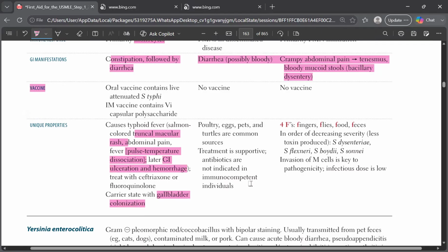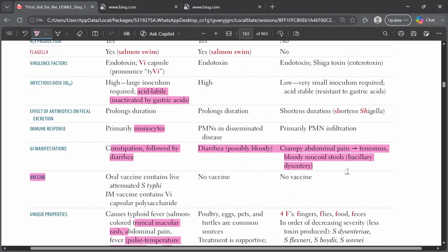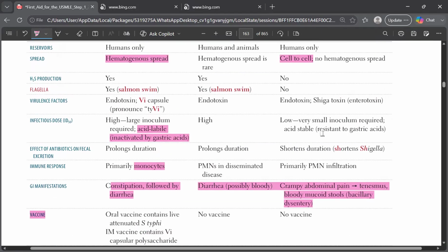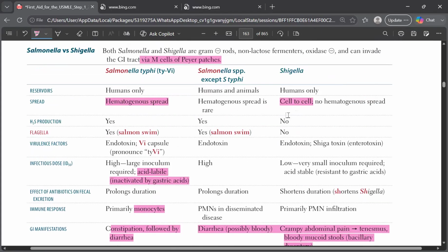For Shigella, we have four F's: fingers, flies, food, and feces, in order of decreasing severity: S. dysenteriae, S. flexneri, S. boydii, and S. sonnei. Invasion of M cells is key to pathogenicity. Infectious dose is low. So a very small inoculum is required for Shigella to spread.